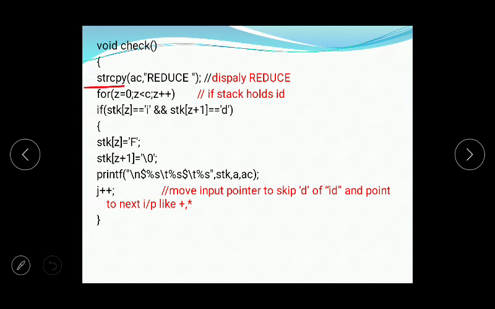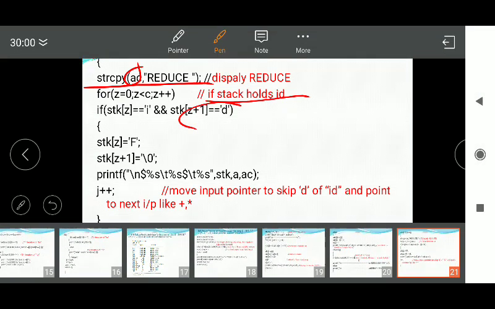First, string copy AC comma reduce. As we know, AC is for reduce action, so first have the content reduce in the AC array. Then, let us start from the beginning. I mean, ID is already shifted. We are there in that particular point now. If the stack holds ID, then what to do? That ID is a single input, no?